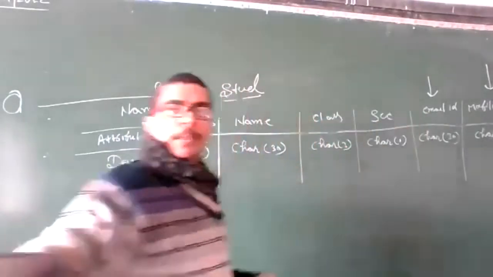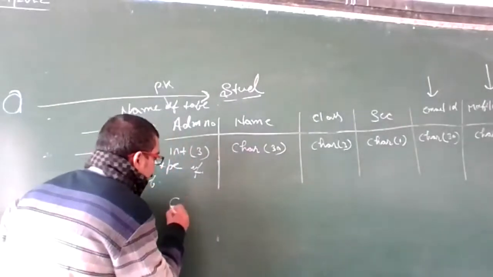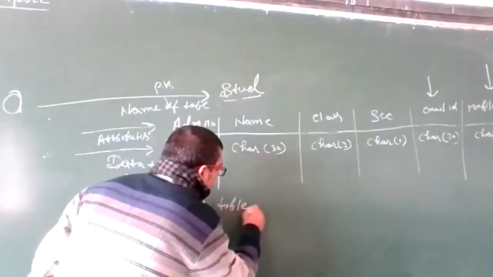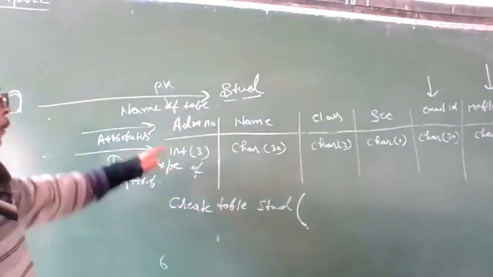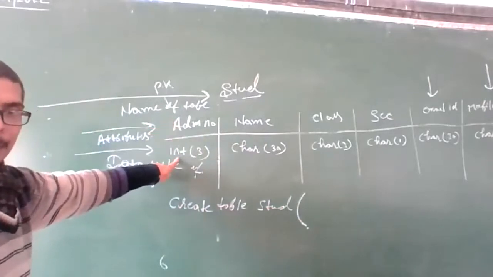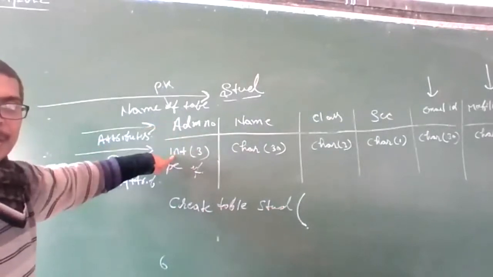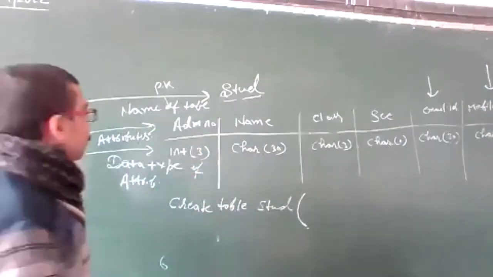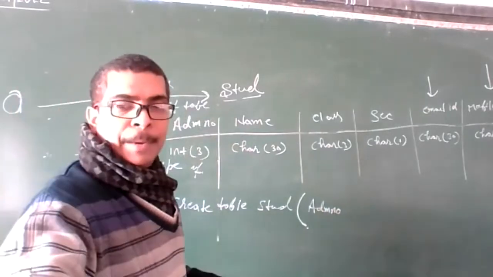In the case of this table. Okay. See here. So how will we write? I hope it is visible. Create table stood. Bracket I have given. The first attribute is admission number, and its data type is integer, and size is 3. The first attribute is ADMNO.